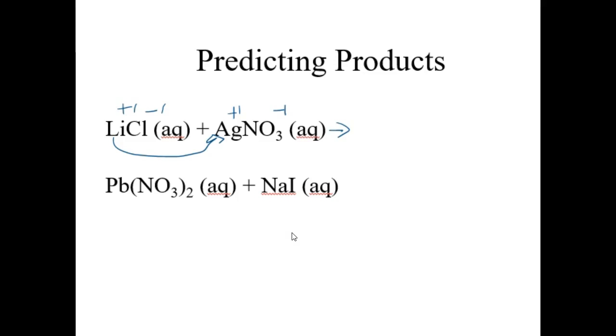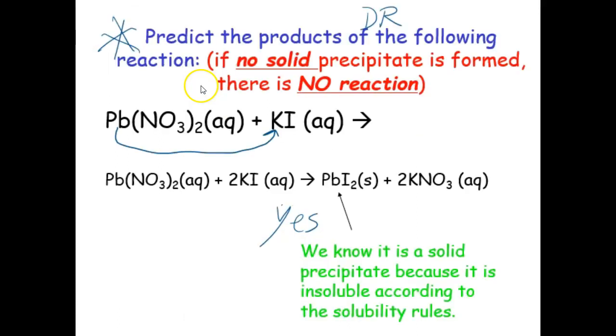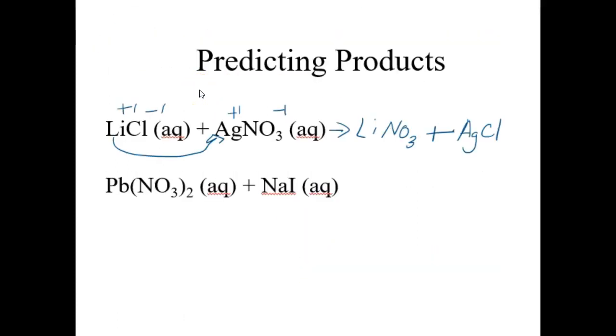So when we predict our products, lithium is going to go with your nitrate, and your silver is going to go with your chlorine. Now we have to go back to our chart and see if this is working. I'm going to look for my nitrate, NO3. There are no exceptions to this rule. So this is going to be an AQ.